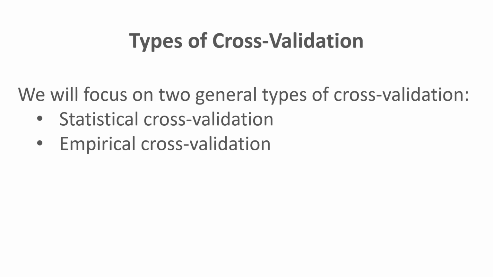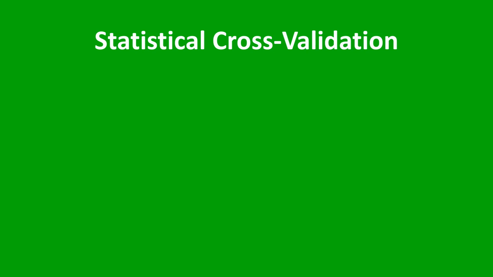There are different types of cross-validation, and we will focus on two general types. First, statistical cross-validation, and second, empirical cross-validation. So let's start with statistical cross-validation.